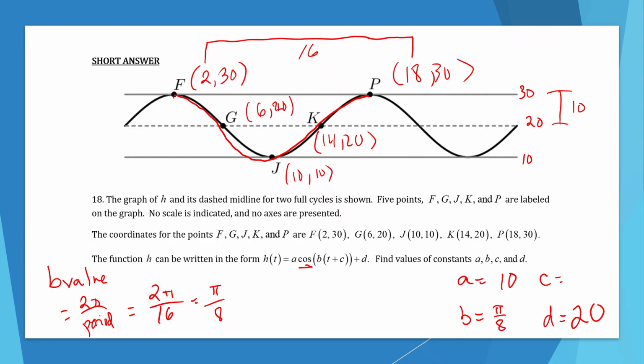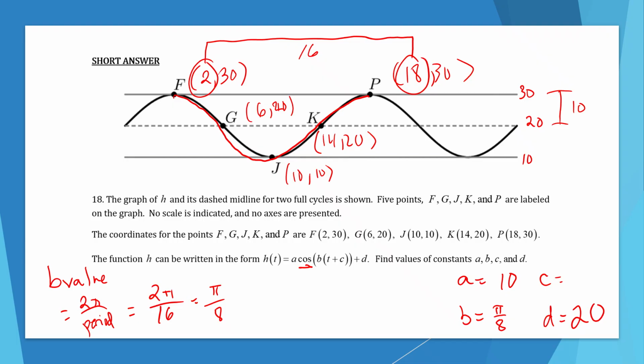And then C is going to be our cosine starting point. And so we get to choose a nice easy number for C, which is always going to be the x coordinate of F or P, which is any maximum for cosine. But because it's a horizontal translation, we have to flip the sign.